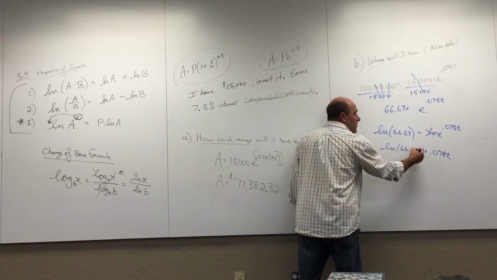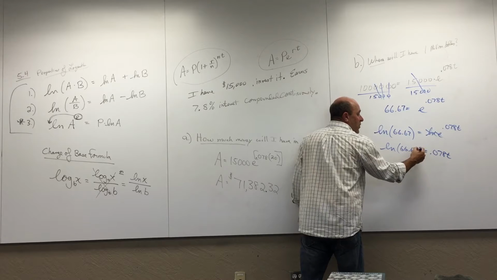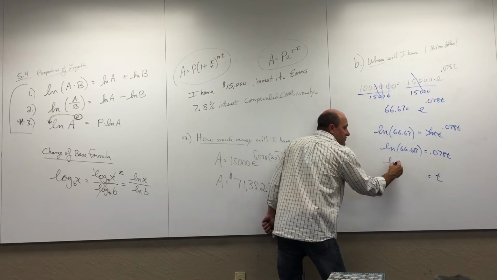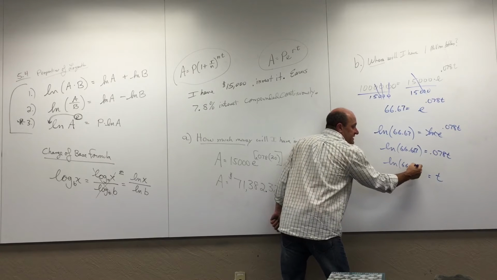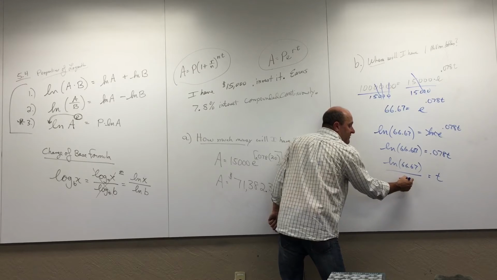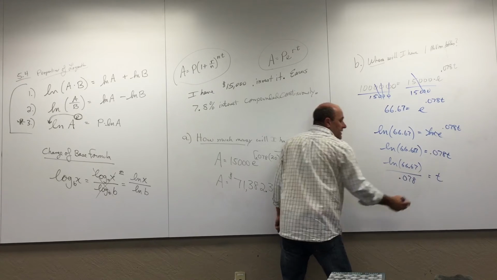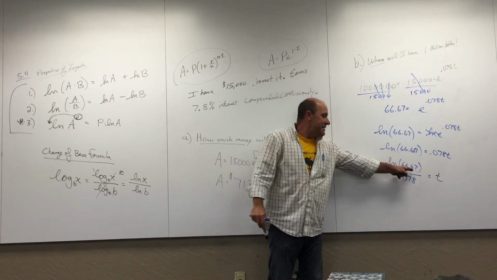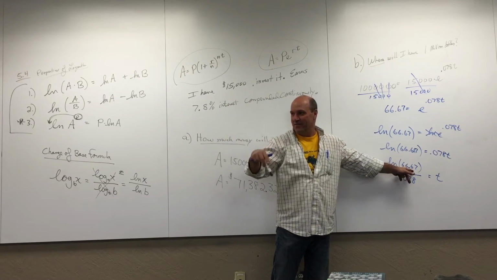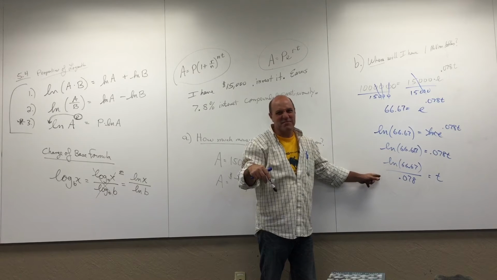What do I got to do? One more thing. Divide by the 0.078. Right, you guys? So the answer is the natural log of 66.666666, or however you want to write it, over 0.078. Now, depending on how many sixes you type, you might get a little different answer than somebody else, but it might not be much different.